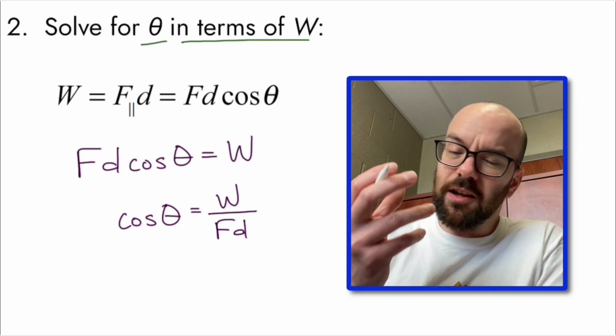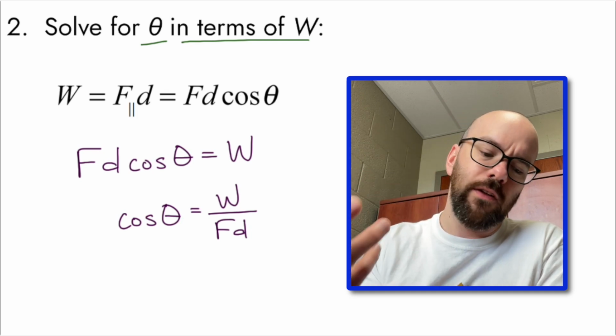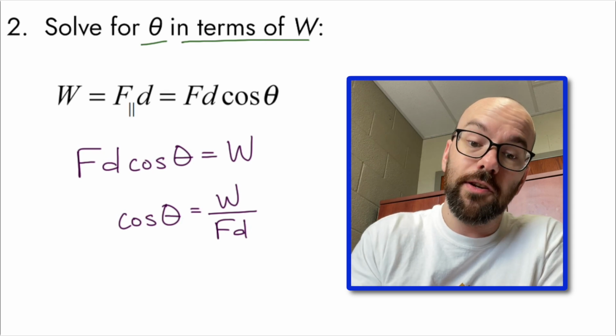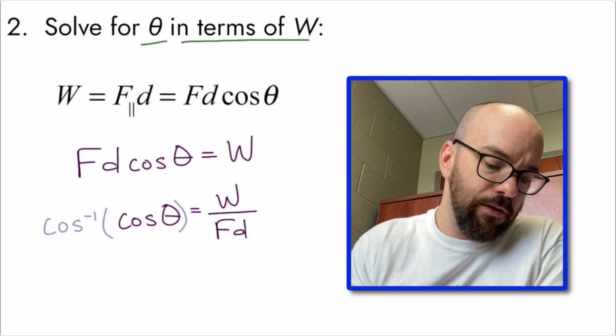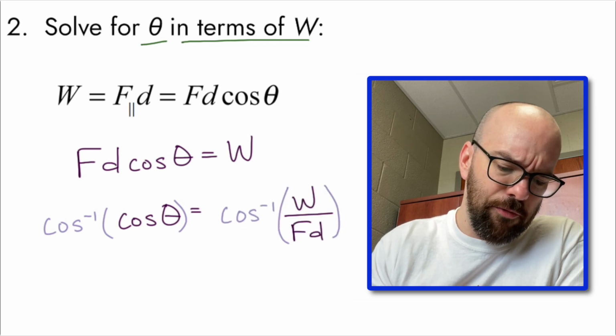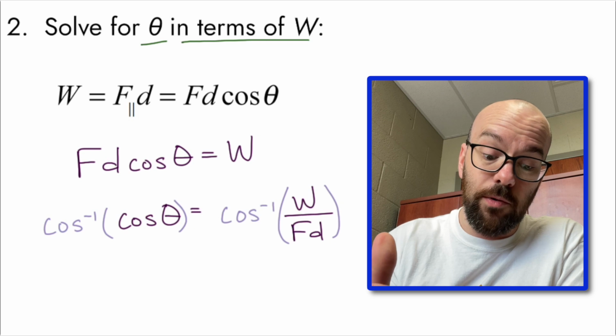Next step, we've got cosine theta, but we need theta by itself. And so now we need to use the inverse operation of cosine, which is inverse cosine. So we're going to take inverse cosine on the left side. Same thing on the right side. I don't have to rewrite this, so I have a little bit more room. Inverse cosine of W over FD.